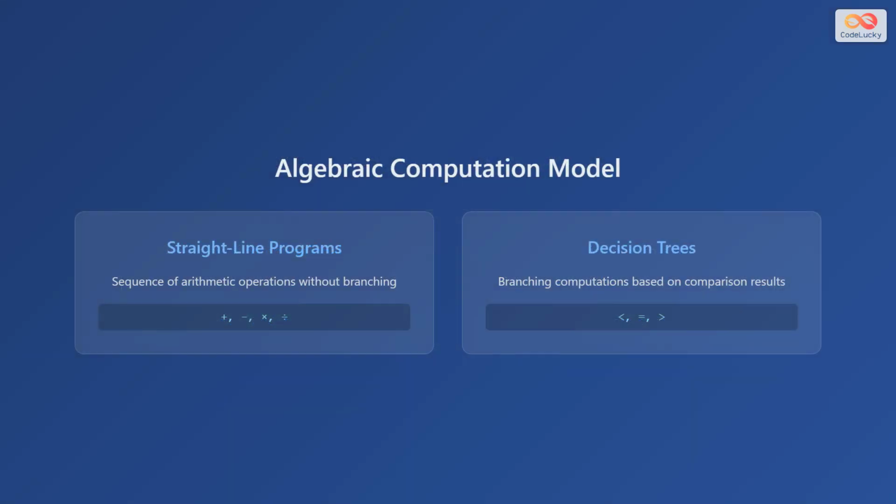There are two primary models for algebraic computation. The first is straight-line programs, which consist of a sequence of arithmetic operations without any branching. The allowed operations are addition, subtraction, multiplication, and division. The second model is decision trees, which involve branching computations based on the results of comparisons. Here the operations include less than, equal to, and greater than.